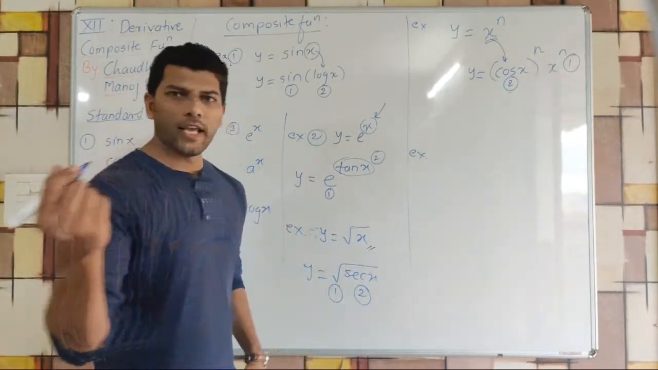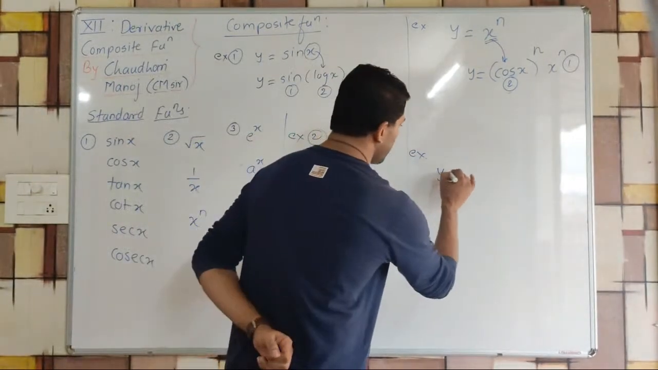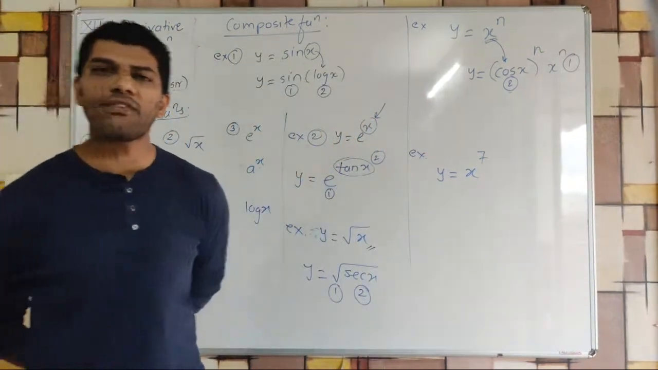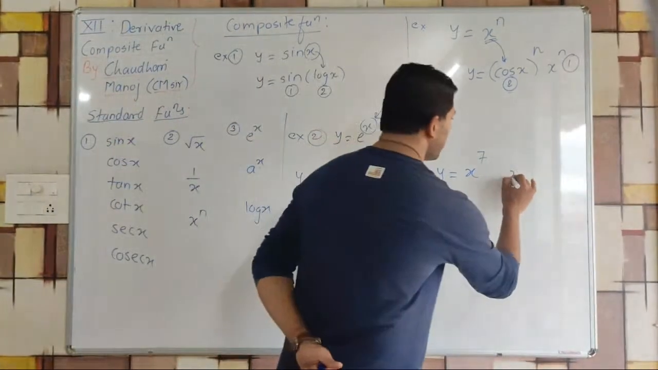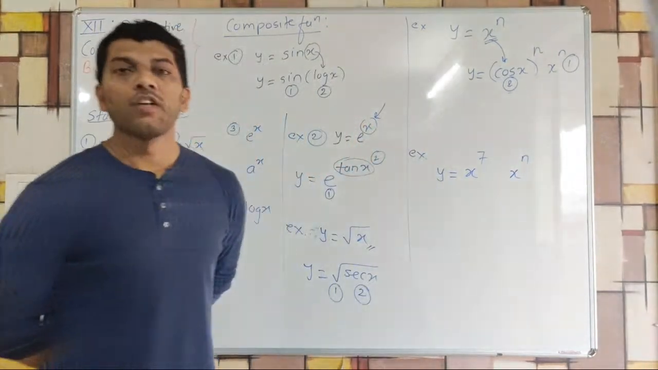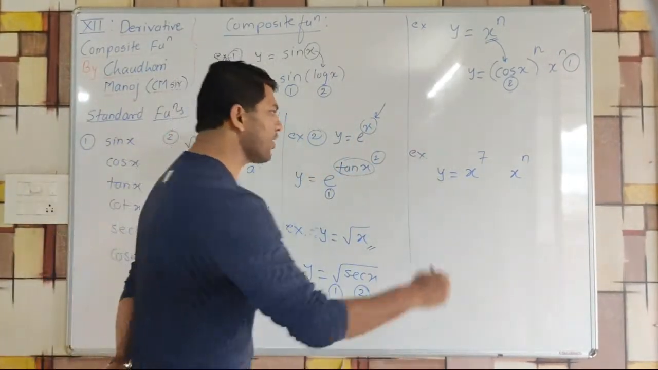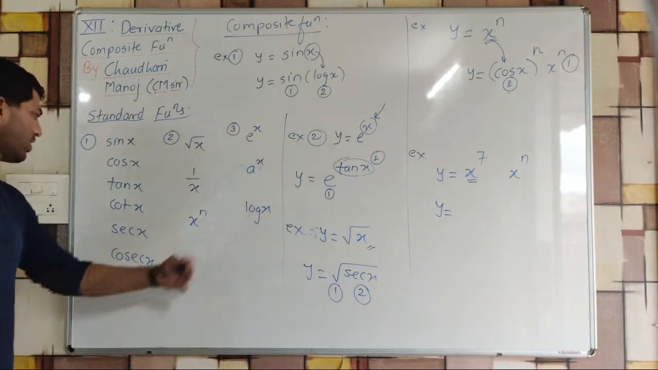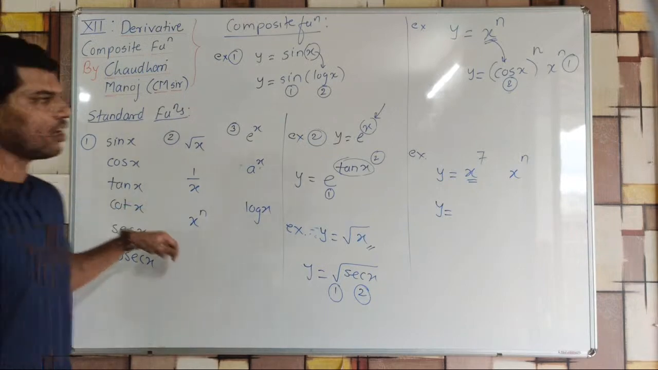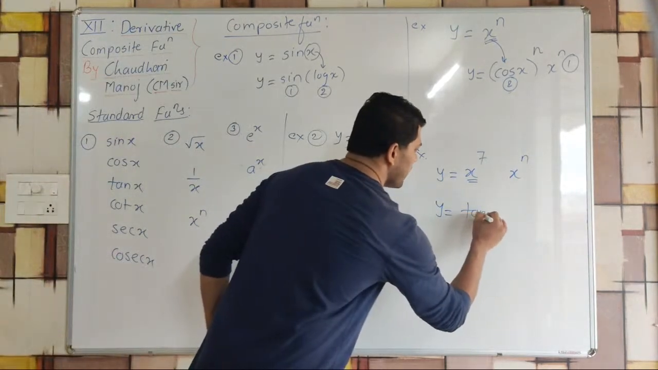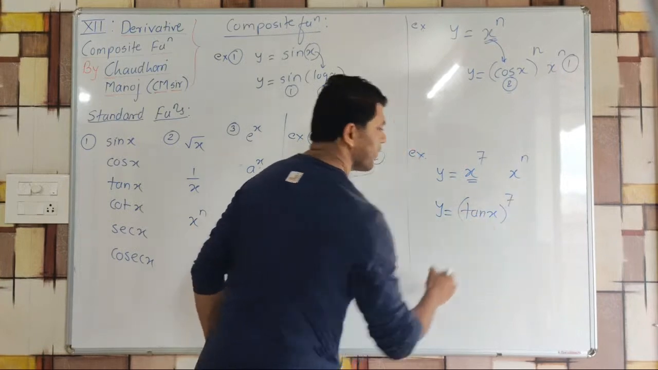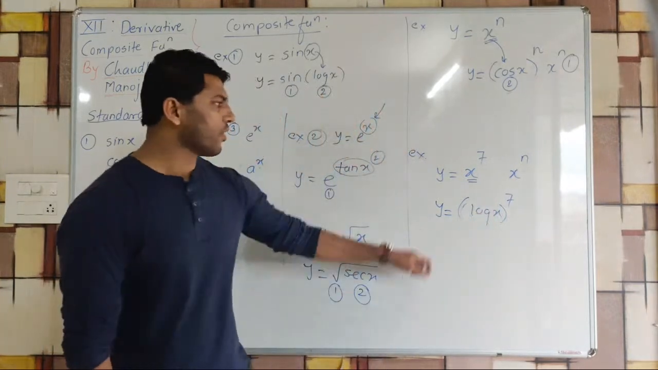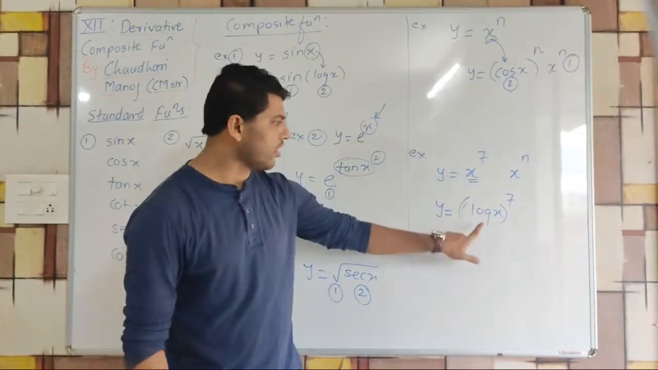Okay, so let me explain with one more example. If I say y is equal to x raised to 7, this x raised to 7 is the original function which comes under the category x raised to n. So how do they form a composite function? They replace this x using any other function in this list. So let's say I am considering tan x. So we can say it's tan x raised to 7, or let's say log x raised to 7. So understand this, they replace this x using log x.